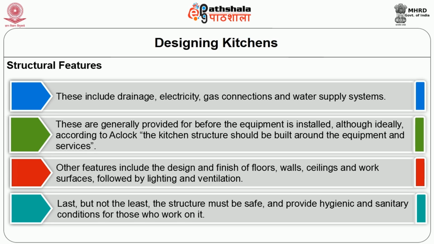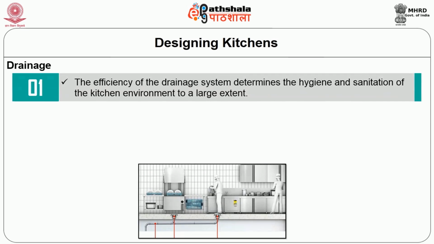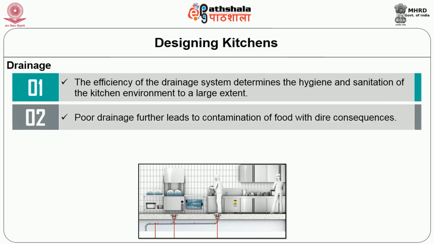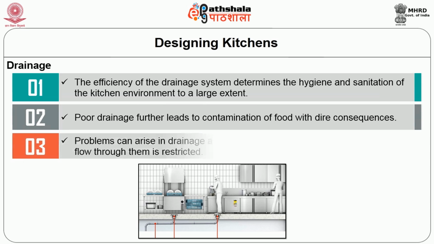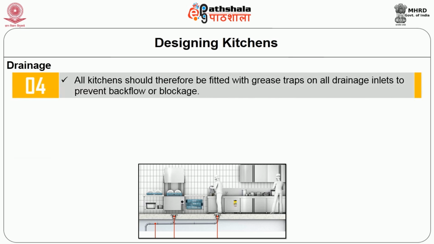And when we talk about the drainage systems, which are very much essential in large production units like a hotel and restaurant, the efficiency of the drainage system determines the hygiene and sanitation of the kitchen environment to a large extent. Poor drainage further leads to contamination of food with dire consequences. Problems can arise in drainage areas when fat gets collected in the drains and flow through them is restricted. All kitchens should therefore be fitted with grease traps on all drainage inlets to prevent backflow or blockage.